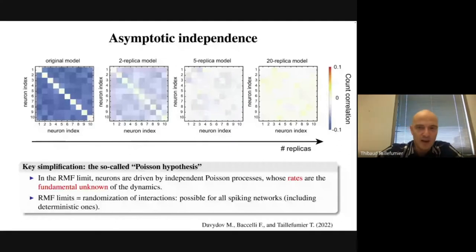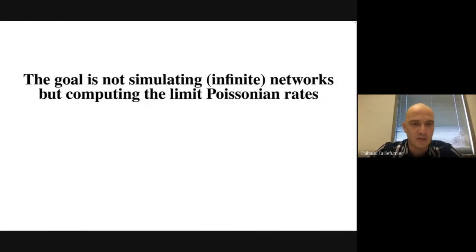But now what we'd like to do is actually exploit that trick to compute things, okay? And by computing, I don't mean simulating. I'm not in the business of simulating infinite size networks. I want to find numerical methods that leverage this replica mean field trick so that I can compute those rates and then maybe better characterize my network dynamics. Okay, so again, I want to drive this point.